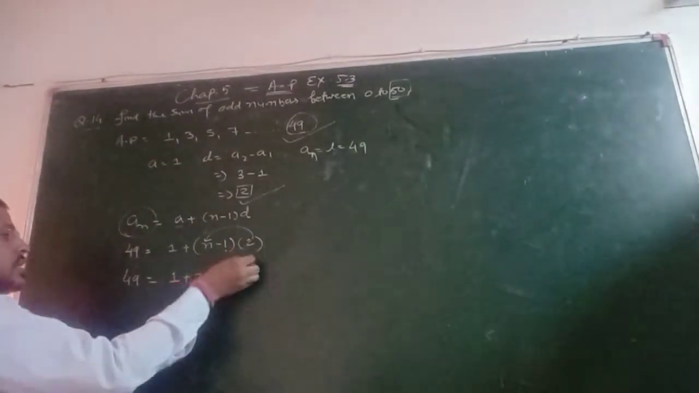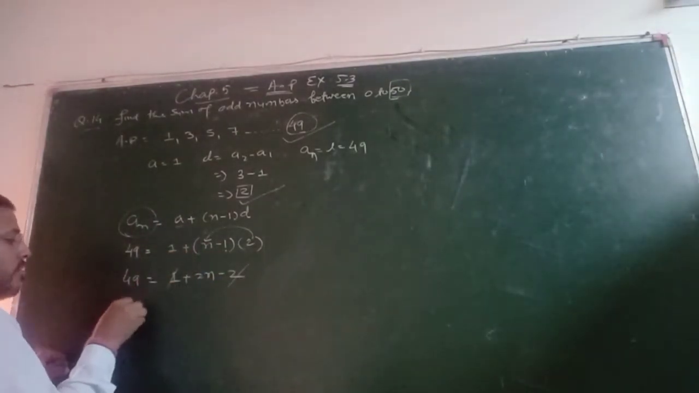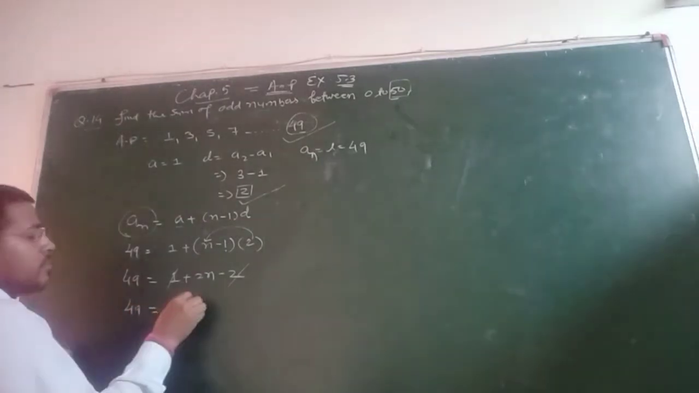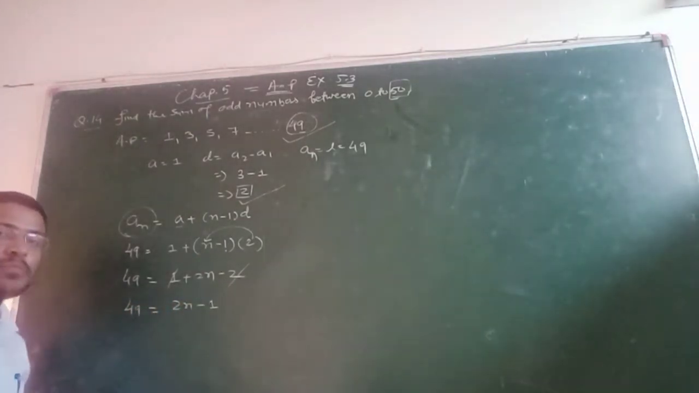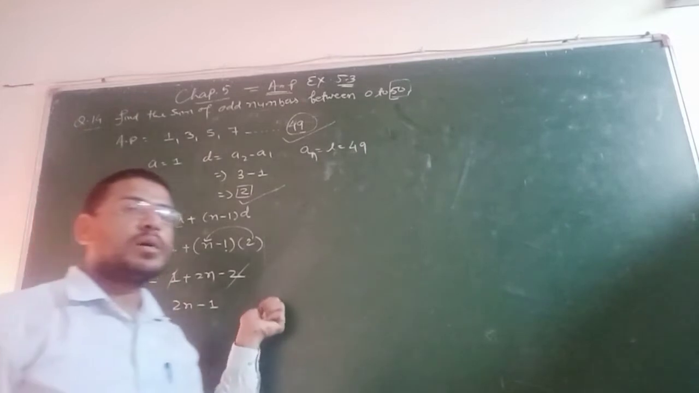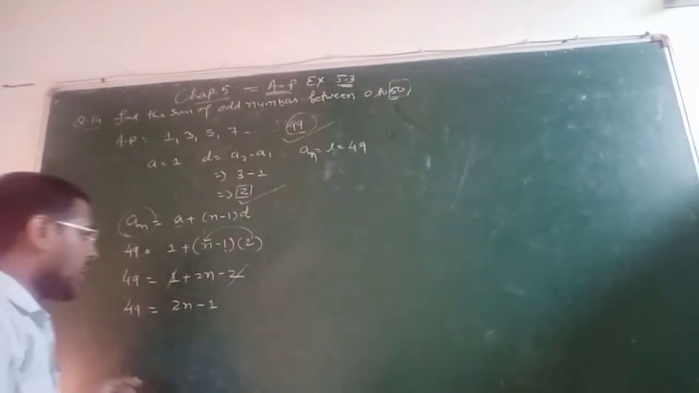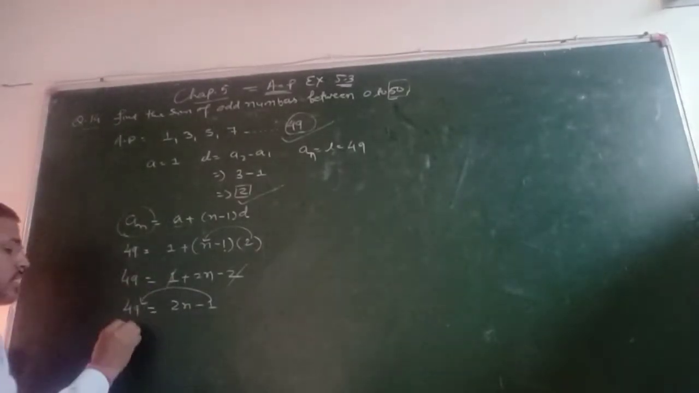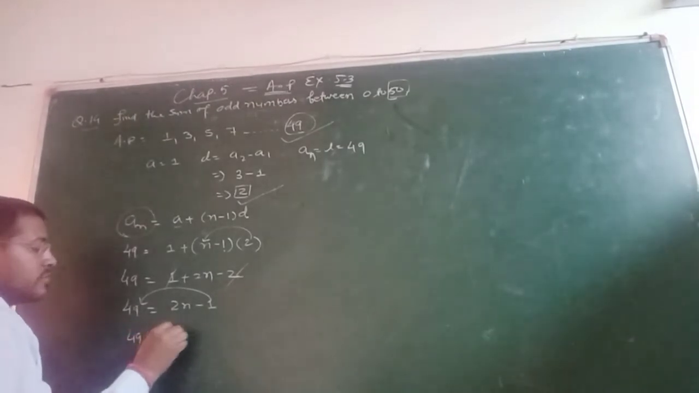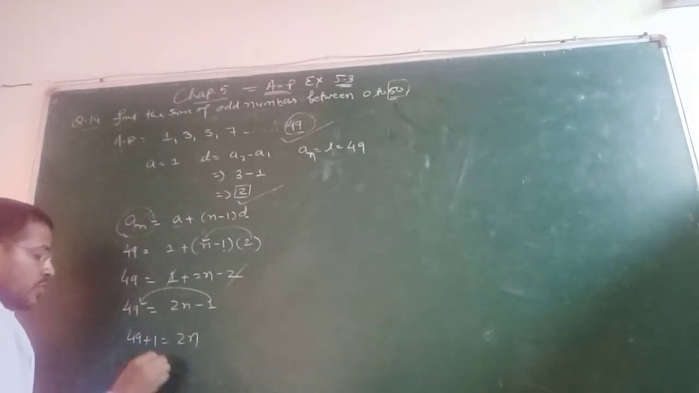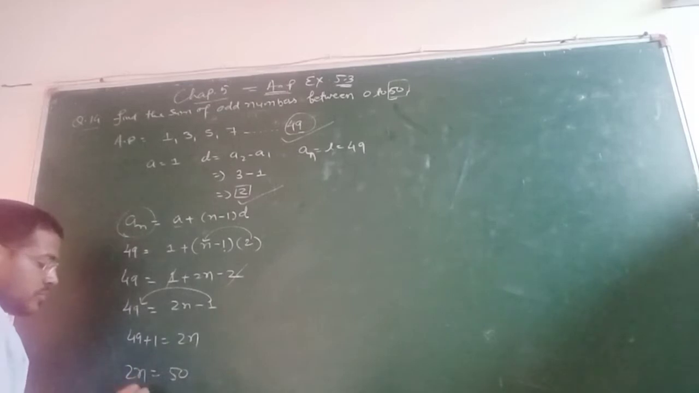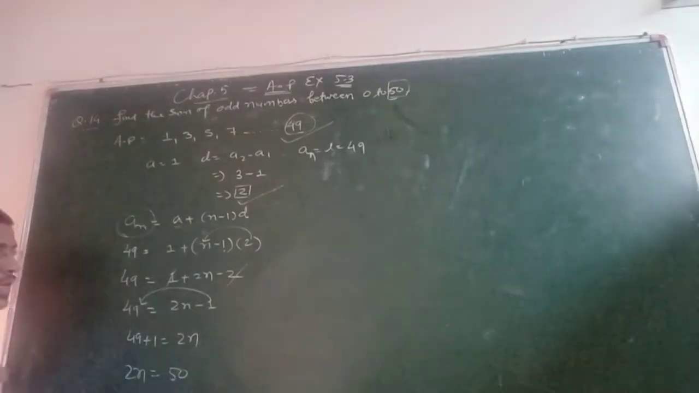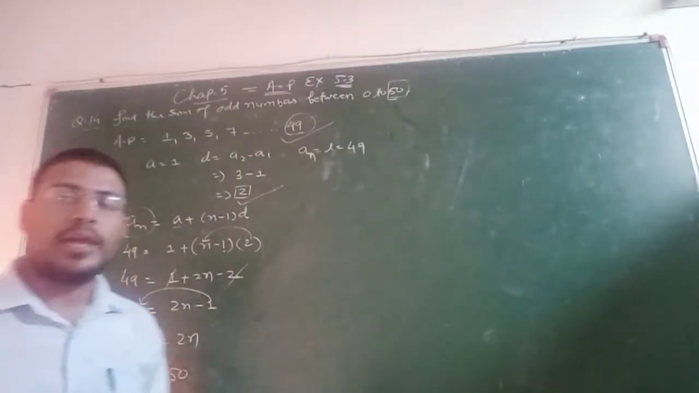Now what is to be done? Minus 2 and 1 get combined, so we will get minus 1. Why is it minus 1? Because the bigger number is in minus form. So minus 1 is transferred to the other side. So 49 plus 1 is equal to 2n. If you wish to find n, it is easy to find. It is 25. Now this is just the value of n.